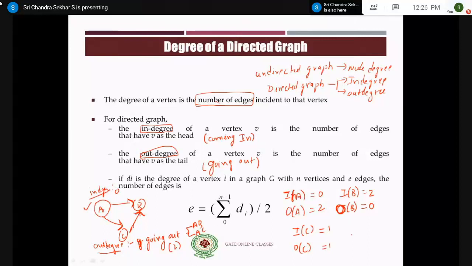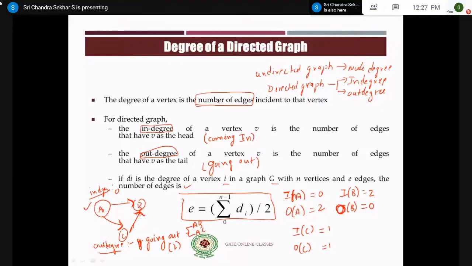But if you don't have direction, there is no concept. We will simply call it with only one term, that is nothing but the degree of the vertex, right? So here is the formula for degree of the vertex. If di is the degree of the vertex i in the graph G, with n vertices and e edges, then the number of edges is given by the formula.